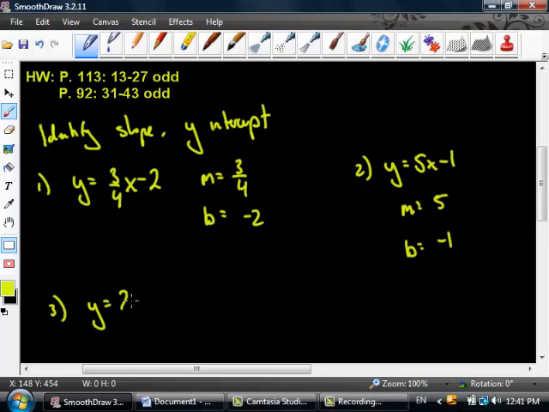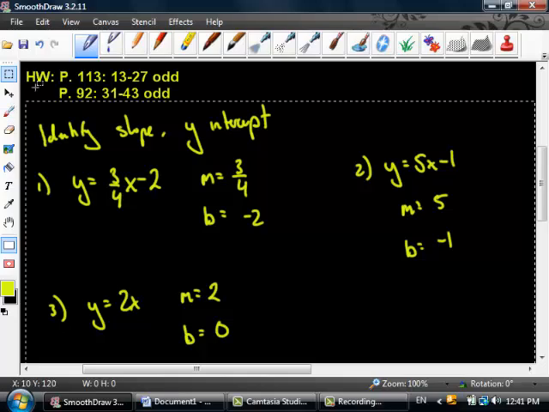3. Tricky. Y equals 2x. M is what? That should be a piece of cake. Identifying M. M is 2. Now, what's B? B is 0 because there's nothing there. So make sure you guys keep that in mind. Okay? Pretty simple? I think so.